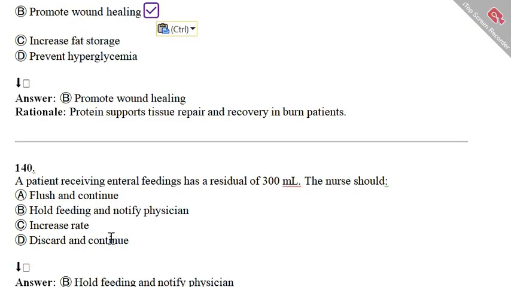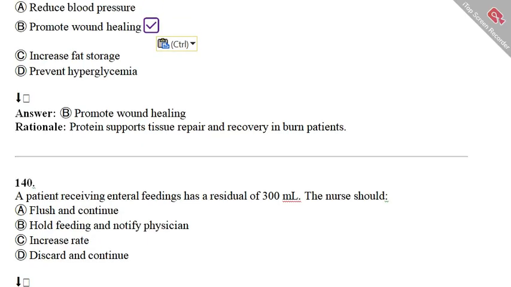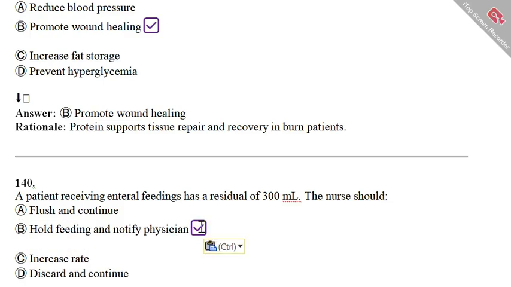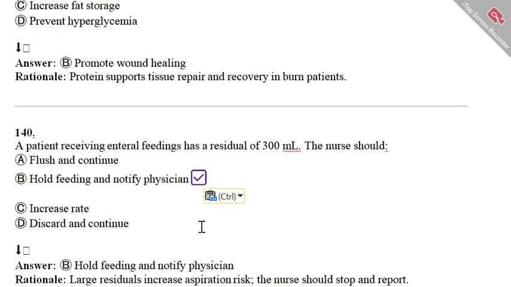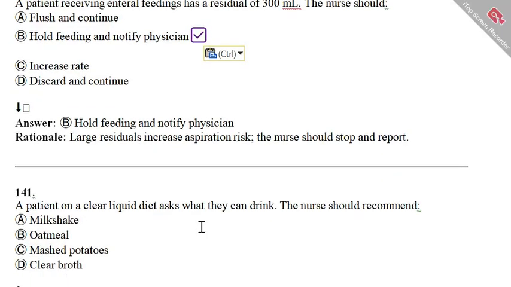My apology again, I showed you a little bit of the answer. A patient receiving enteral feeding has a residual of 300 ml. The nurse should, in this situation, the correct option is option B, hold feeding and notify physician. Move to the next question.